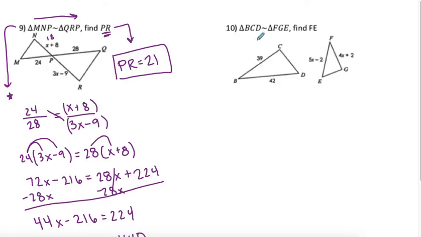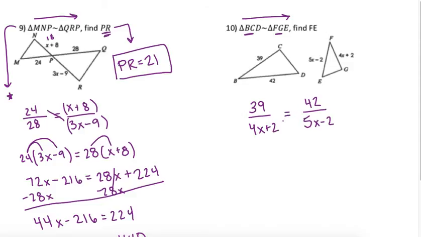And our last one, we have triangle BCD is similar to triangle FGE. So again, I'm going to go this direction and pick a side. 39, B to C, that's the first one here, goes with the first one over here, F to G, 4x plus 2. Equals, pick another side from this one, so I'm going to go with 42, B to D. Okay, those are my first and last, so F to E, 5x minus 2.